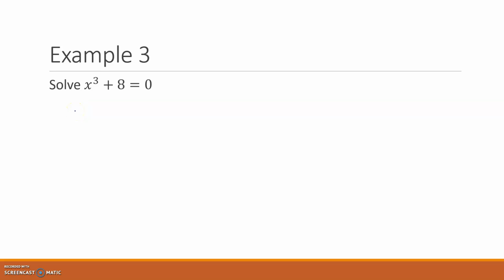What do a and b equal? First of all, a equals x and b would equal 2. So set up our factored parentheses. What do we get when we factor?